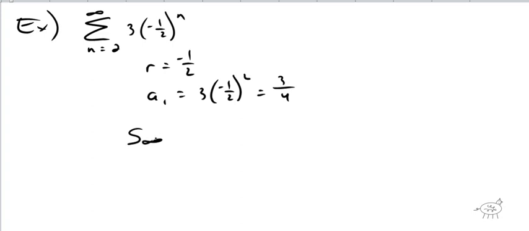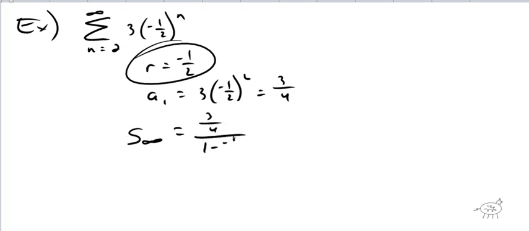And then s sub infinity, my r is good, it's between negative 1 and 1, so I can use it. S sub infinity equals a sub 1 over 1 minus negative 1/2, or 1 plus 1/2. Okay, and if you divide that out, you get 1/2. Okay, pretty easy, pretty easy.